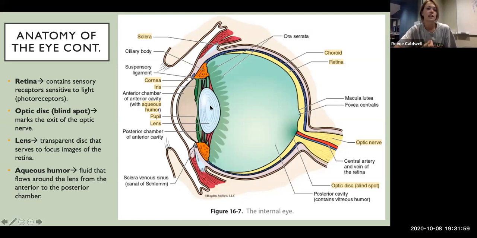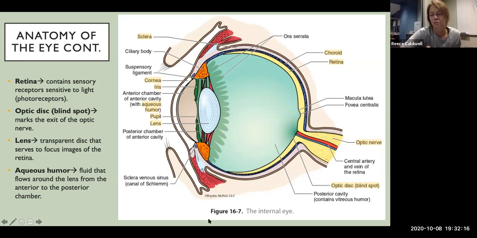And what we'll see when we look at the dissection is it's kind of oniony, like you can peel it a little bit. And that's what they do when you get laser eye surgery. They kind of scrape it off to make it more focused, things like that.